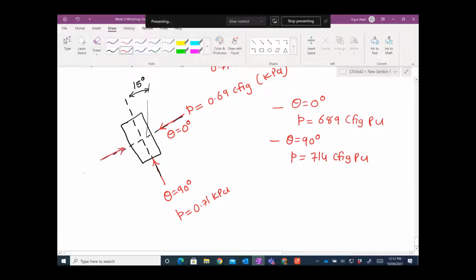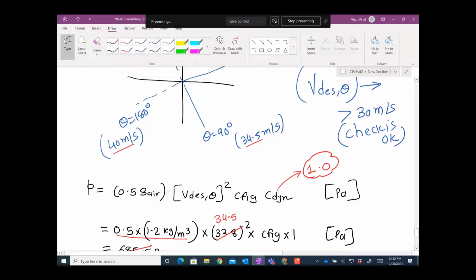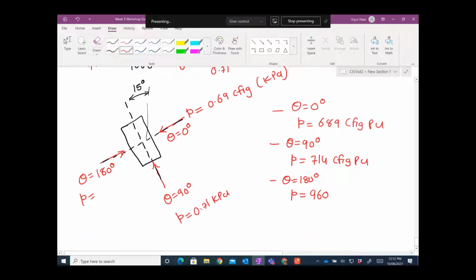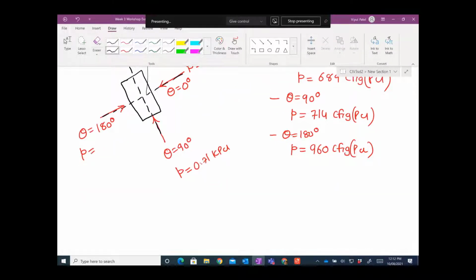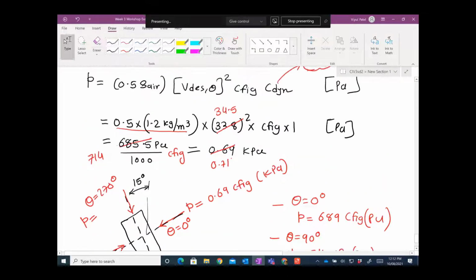Okay, then you come here, theta equal to 180 degree, pressure equal to, we put it 40 now. So 0.5 times 1.2 times 40 square, you get 960 pascals. Let me put in the bracket, so that is pascals unit. So you have about 0.96 kilopascals, and then here theta equal to 270.